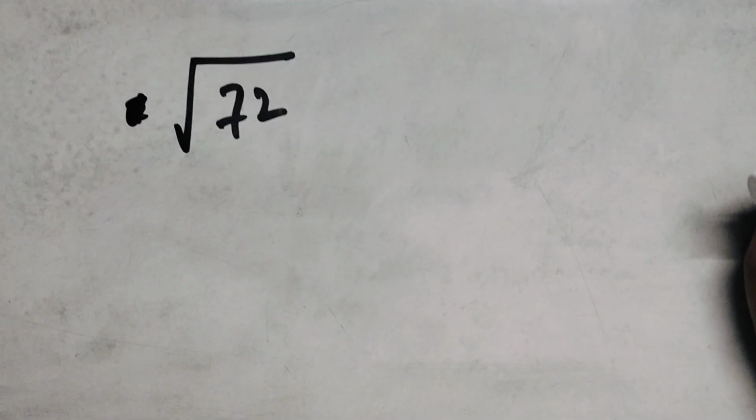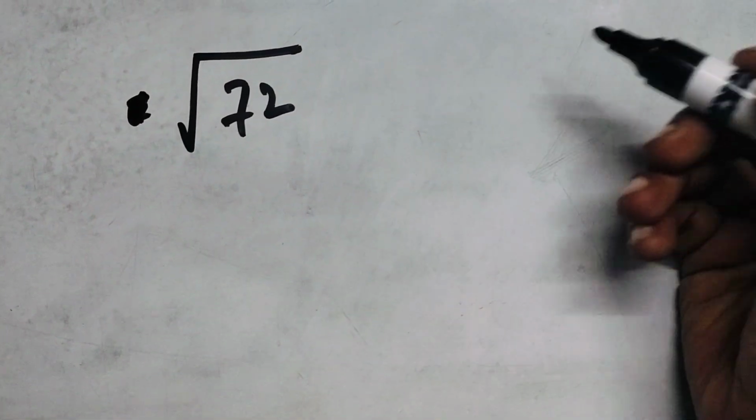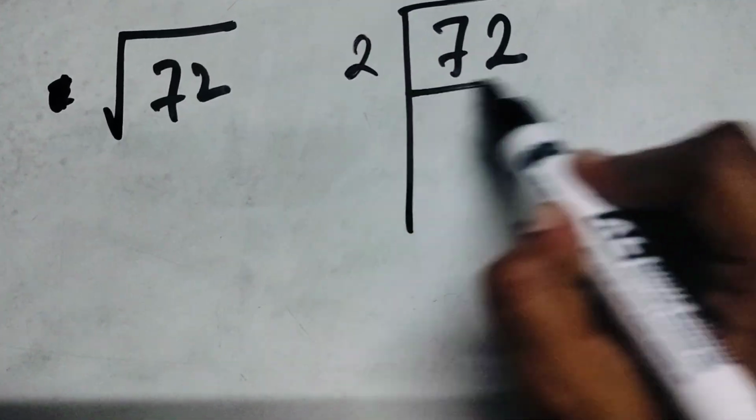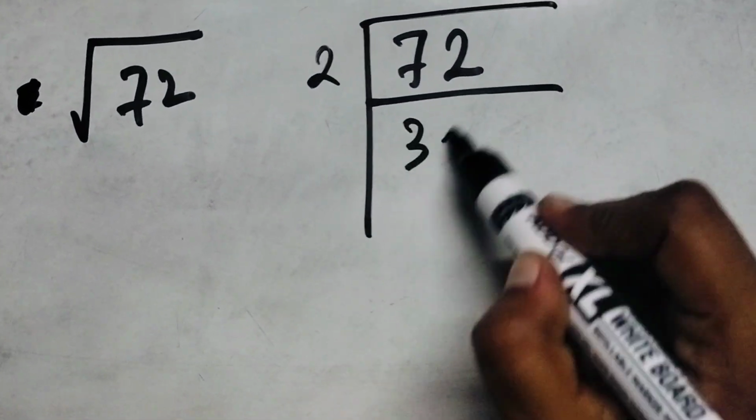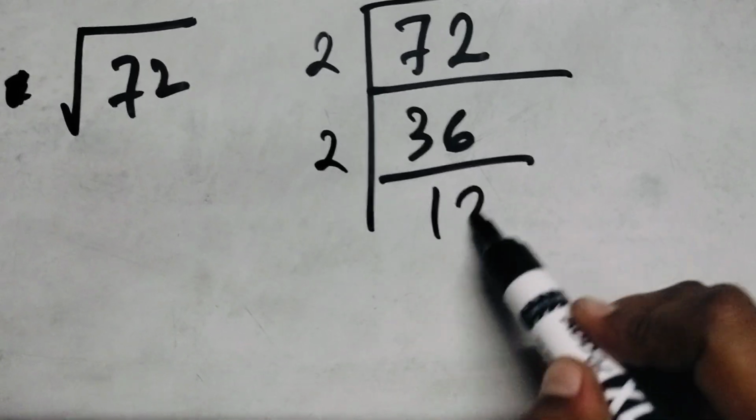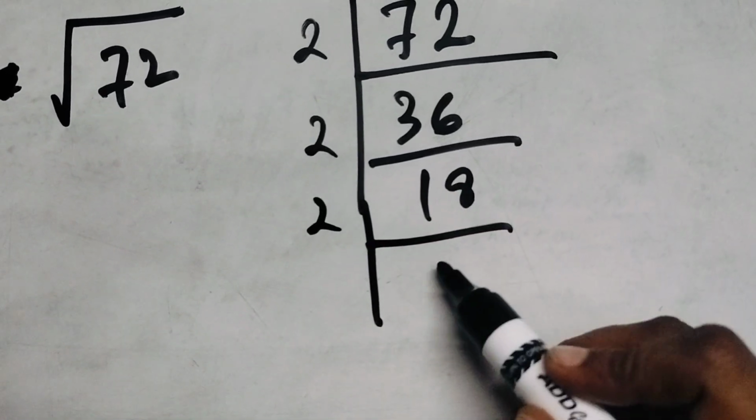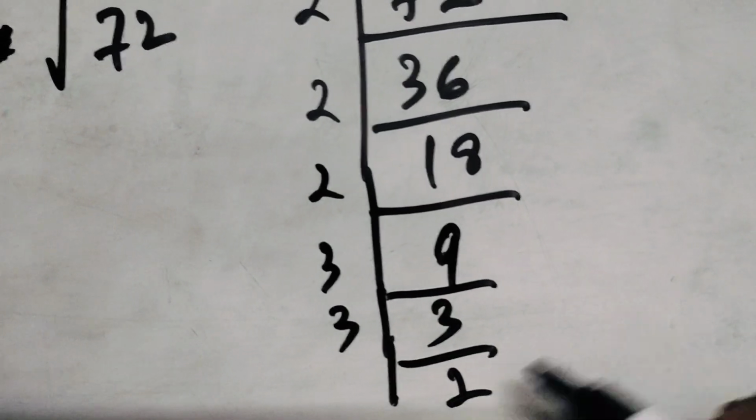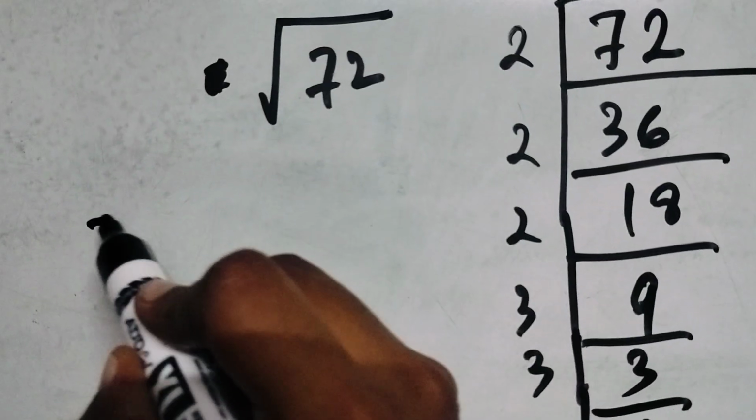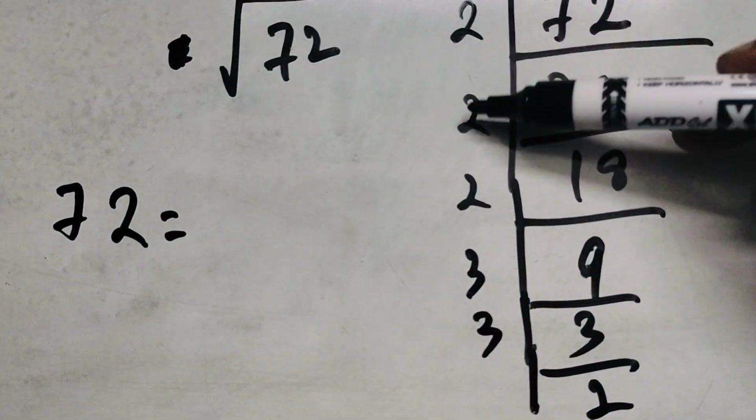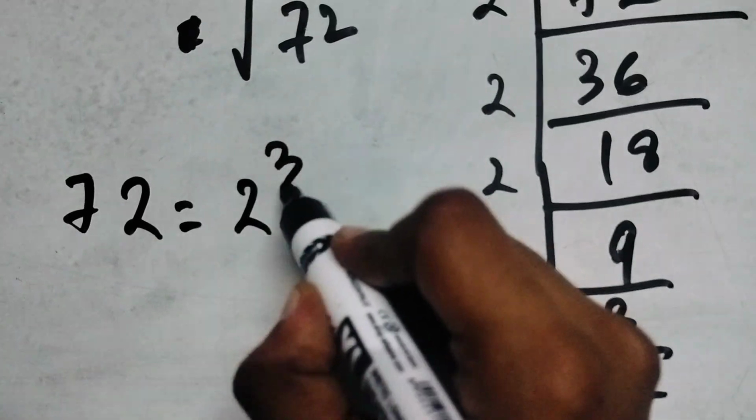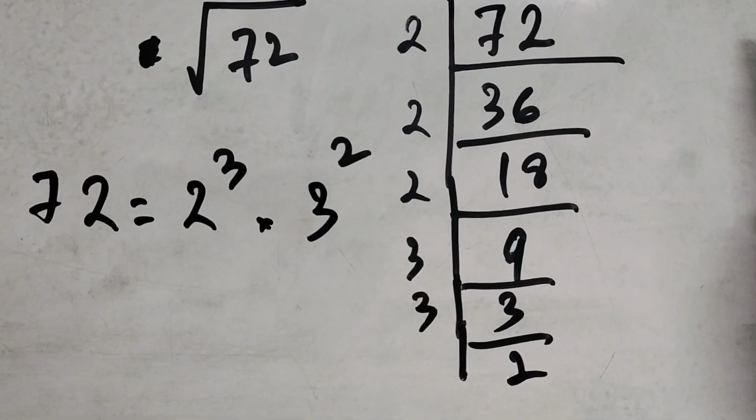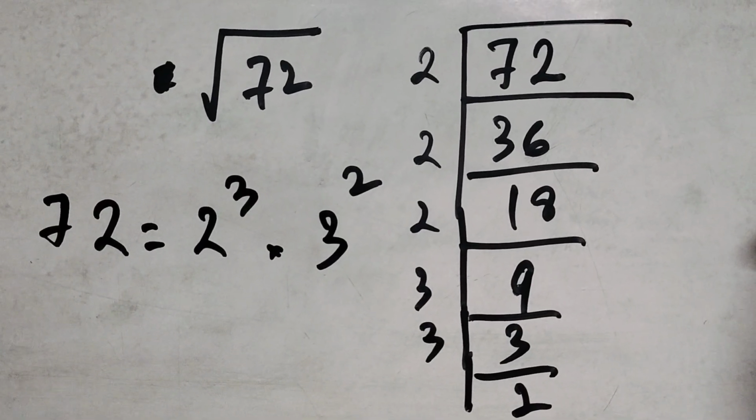Now, to find out the value of root 72, step 1, let's prime factorize 72, or write it in the form of factors. If we factorize it, let's say I start with 2, it's going to be 36, followed by 2 again, this is going to be 18, again 2 gives 9, then 3, and then 1. That is, 72 can be written as, how many 2's do we have? 1, 2, 3. That is 2 cube followed by 3 square. That is the first step, which is prime factorization of 72.